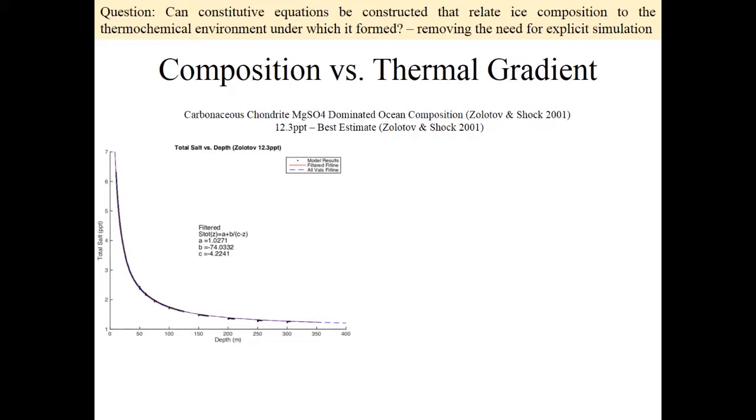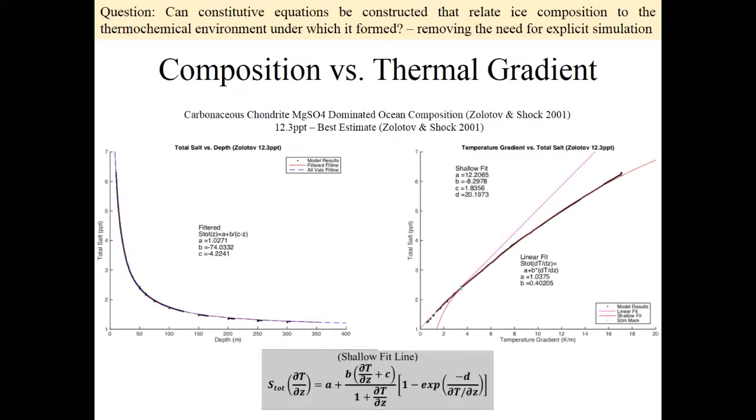You can take this and directly translate that into a plot of thermal gradient, which is down here on the bottom, in ice. So the upper ice shell will be here and the lower ice shell will be here. And it actually breaks down into two regimes. There's the linear one down here, and then you have the more arcuate one up here.